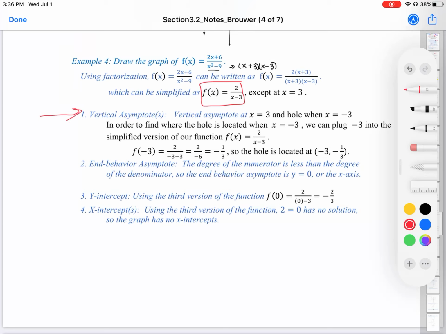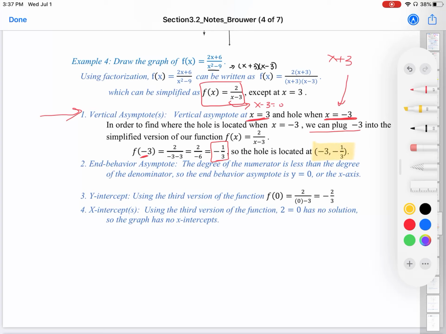Vertical asymptote. Setting our denominator equal to 0, x minus 3 equals 0, we have a vertical asymptote at x equals 3. Now we have this value that canceled out, x plus 3. That will create a hole at x equals -3. To find where the hole is located, we plug -3 into our simplified version and we get -1/3. So it's a special point at (-3, 1/3).